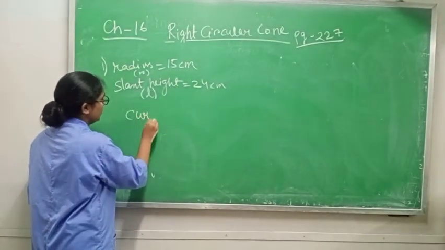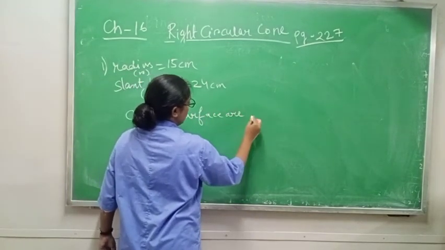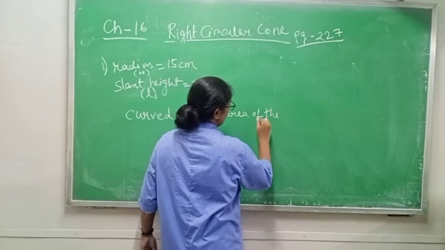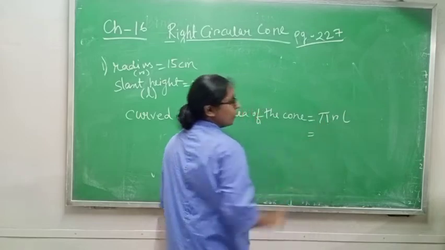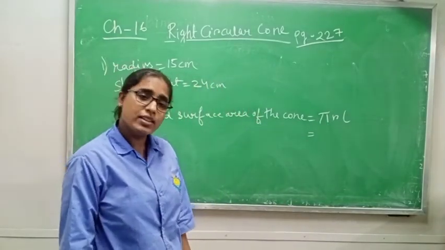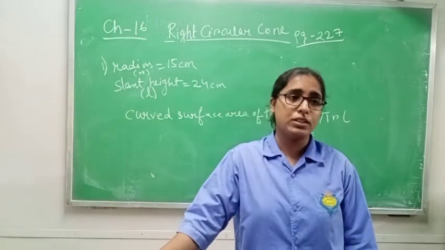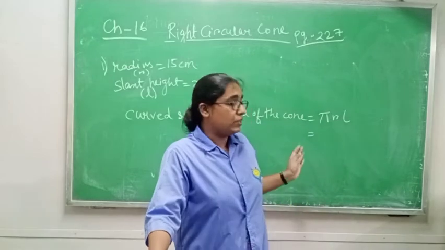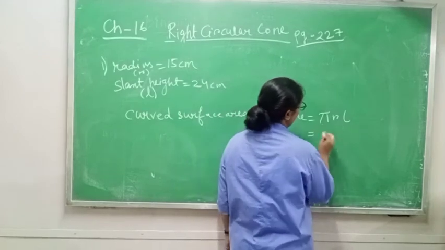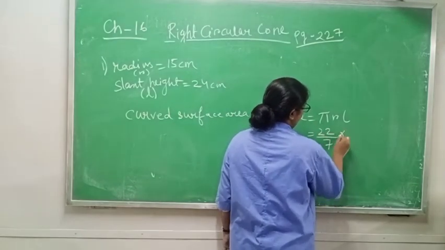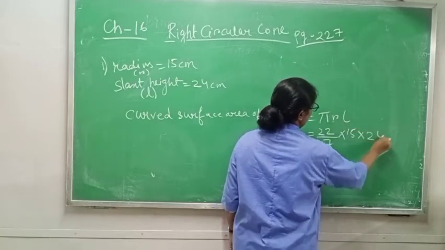So curved surface area of the cone. What is the formula? Pi r l. Pi value you all know. Pi value is 22 by 7, or you can write 3.14 also. Because in the question they are not mentioning whether to take the fraction or the decimal, you can take any one of them. So I am taking pi as 22 by 7. R is given as 15 and L is 24.